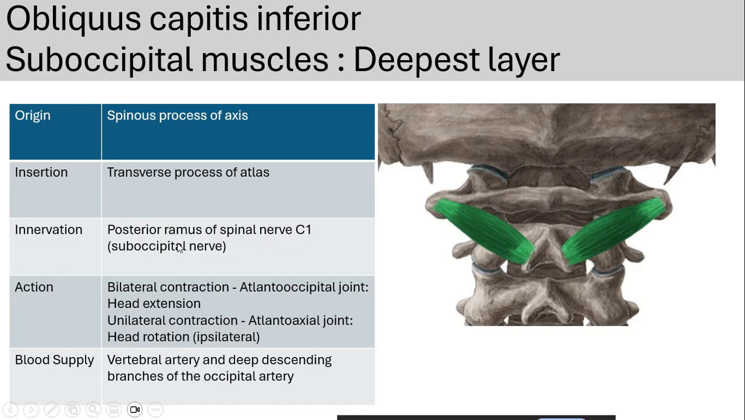Innervation: posterior ramus of spinal nerve C1. Action: bilateral contraction, atlanto-occipital joint, head extension. Unilateral contraction, atlanto-axial joint, head rotation, ipsilateral. Blood supply: vertebral artery and deep descending branches of occipital artery. So blood supply is vertebral artery and the deep descending branch of occipital artery, right?